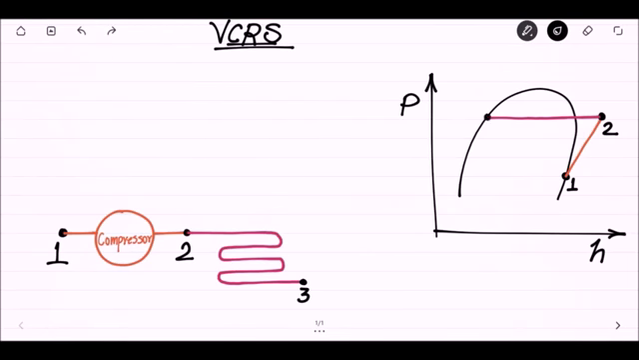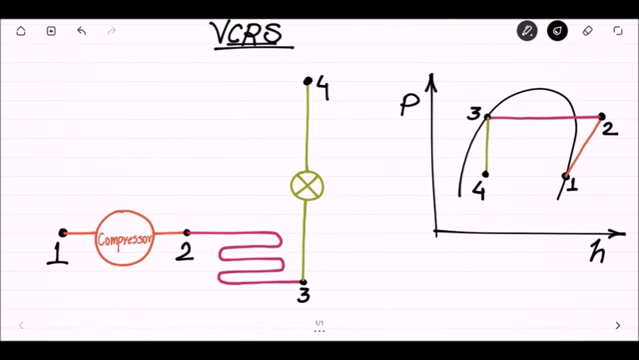the liquid saturation curve. After condenser, this high pressure high temperature liquid refrigerant will pass through a throttling device that is heart of this cycle, which is nothing but a capillary tube in which its pressure and temperature both decreases but enthalpy remains constant, hence drawing a vertical downward line from point 3.